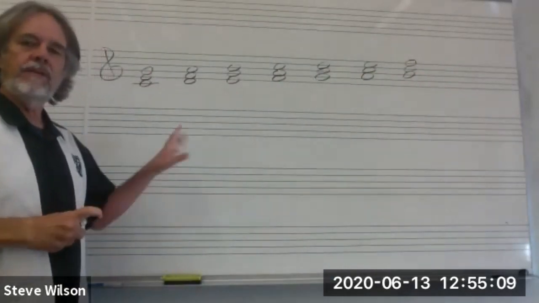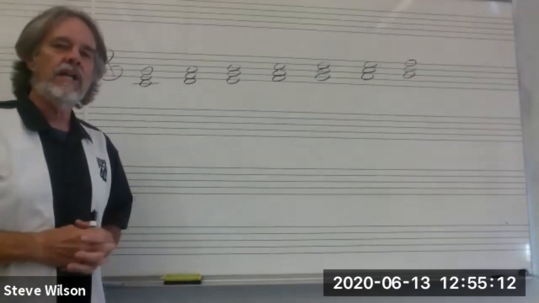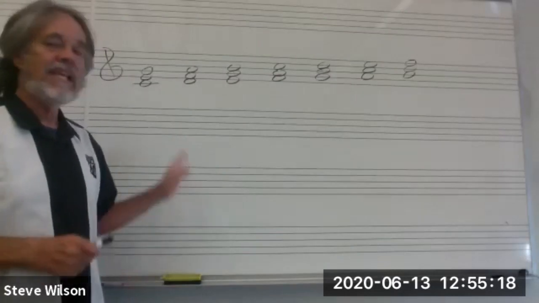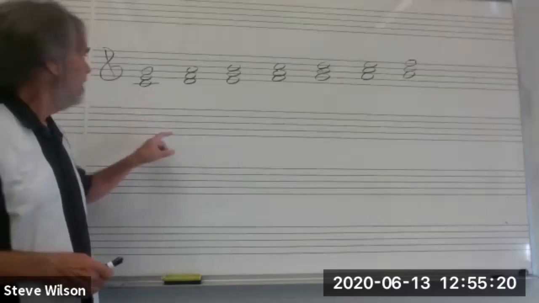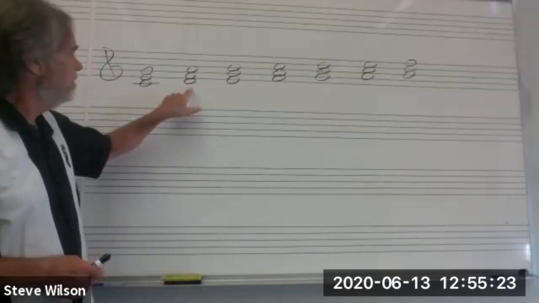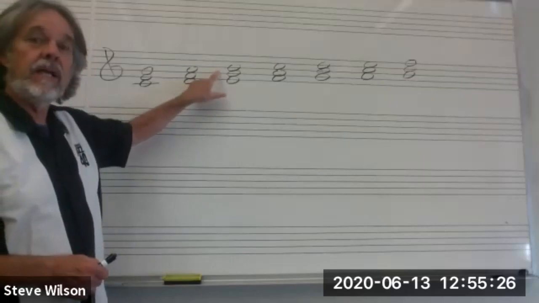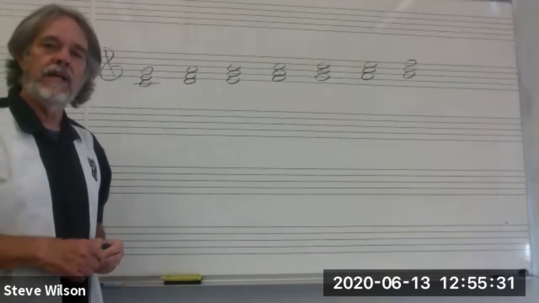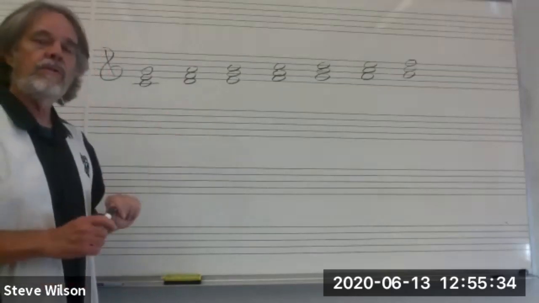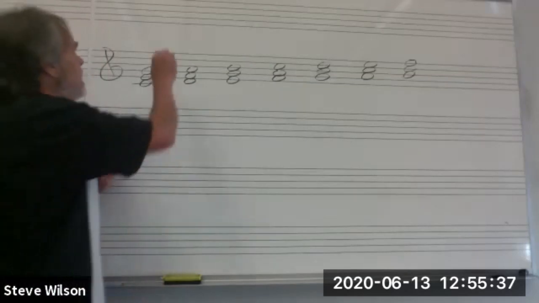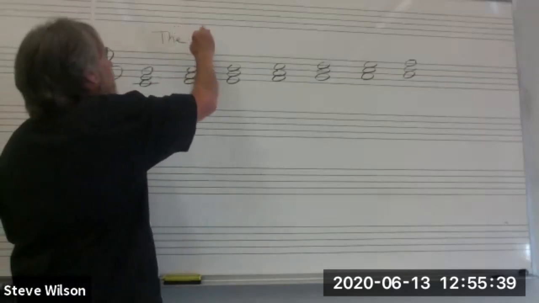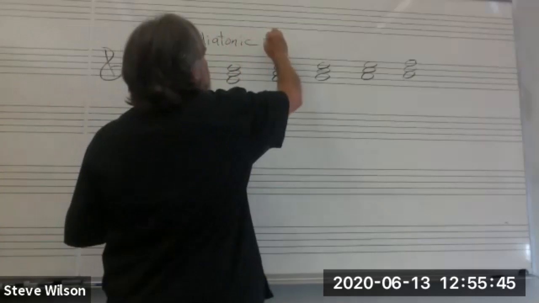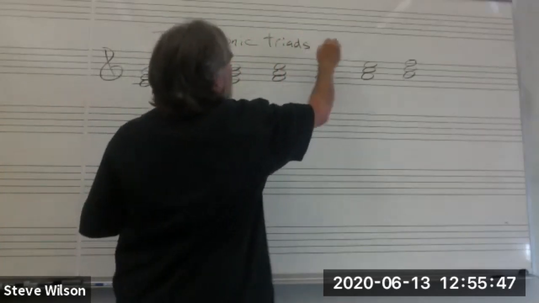Now, there's a name for these triads. They are called the diatonic triads of the key of C. Now, the word diatonic means in the key. So if I'm in the key of C, the note C is diatonic to C. D is diatonic. G is diatonic. G sharp is not diatonic to the key of C. B flat is not diatonic to the key of C. So if I create chords that all contain the notes that are in the key of C, they are the diatonic triads of C major.